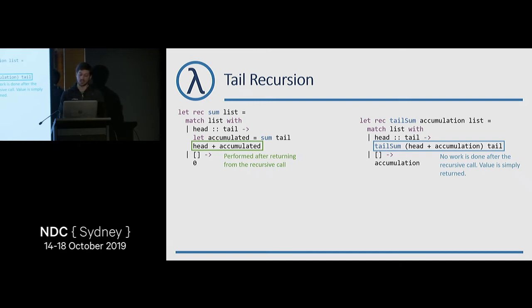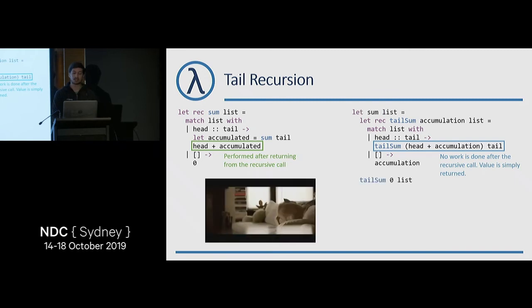Now, our tail sum function now has this extra parameter on it that our callers don't really care about. So we usually nest this function inside another function and seed that accumulation. So you can see that we're seeding the accumulation with a value of 0. So in that first iteration of the recursion, we'll be adding our list head to 0.